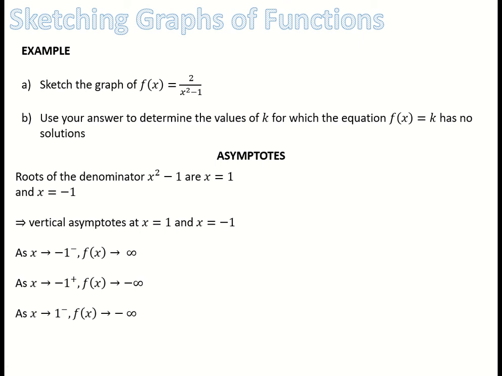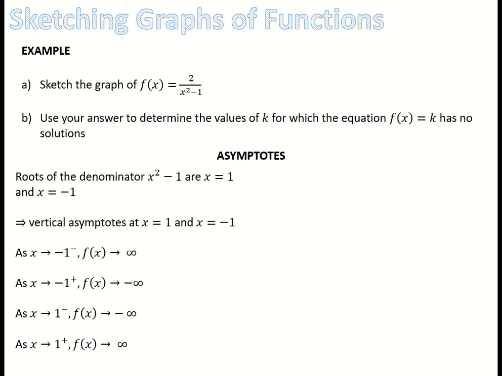As x tends to 1 from the left-hand side, f of x is going to tend to -infinity, and as x tends to 1 from the right-hand side, f of x is going to tend to +infinity. Again, this is just building up a picture of what's actually happening with those asymptotes. It's all very well knowing where the asymptote is, but what is the graph actually going to do either side of it? There are two options: it's either going to go up or go down. That's what this process is establishing.